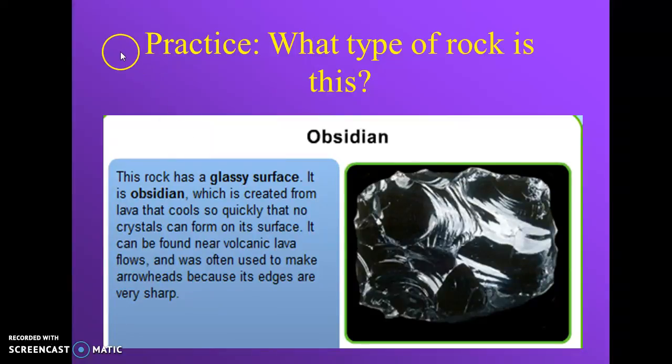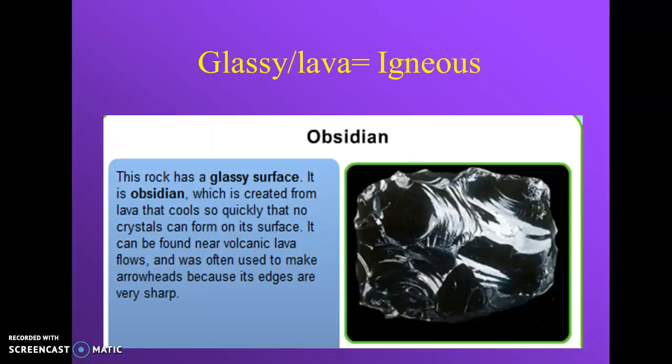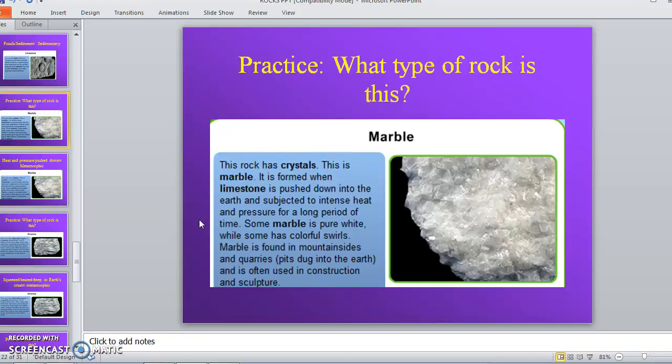Go ahead and pause, read this one, see if you can figure this one out. Okay, this one is also igneous. Just one key here is it's really glassy looking and it's black, which tells us it's probably formed from lava. But then it also tells us that it was formed from lava that cooled so quickly. So again, igneous. Alright, and that's it for the video.